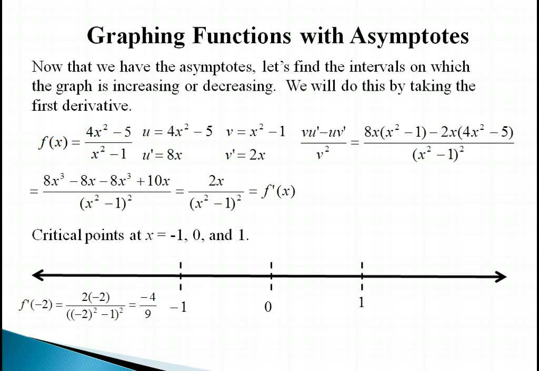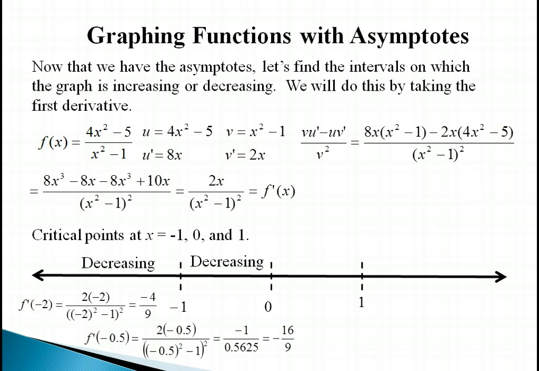So below negative 1, I chose negative 2, and I got out negative 4/9. So that tells me that the graph is decreasing on the interval from negative infinity to negative 1. Then you have to choose a point between negative 1 and 0. I chose negative 1/2, and I got out negative 16/9. So it is decreasing again there. Again, remember that in between those two intervals of decreasing, there is an asymptote.